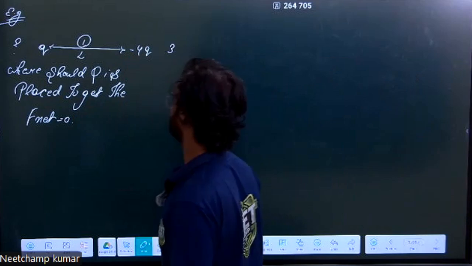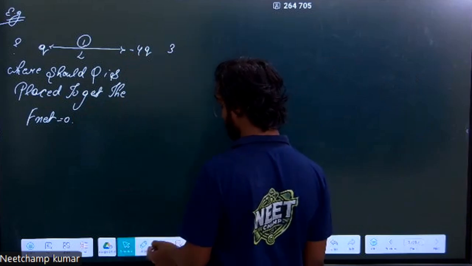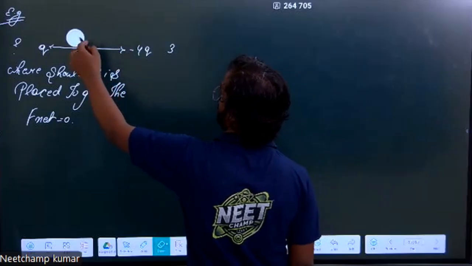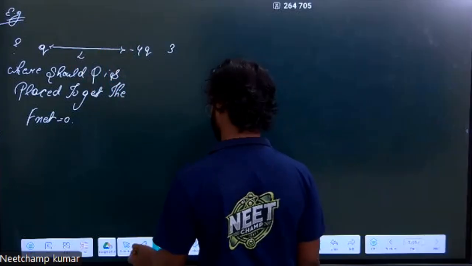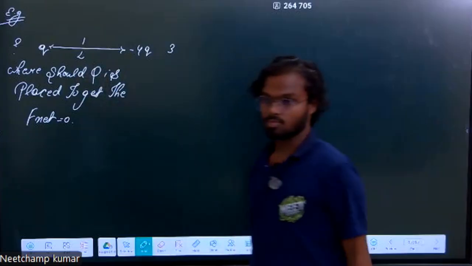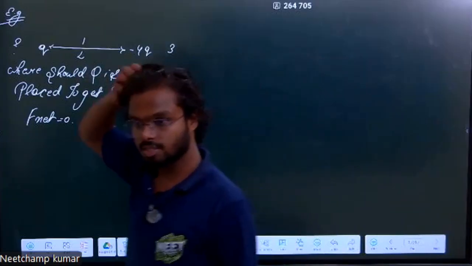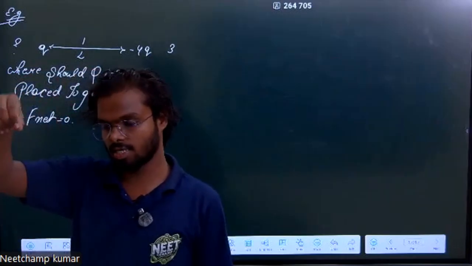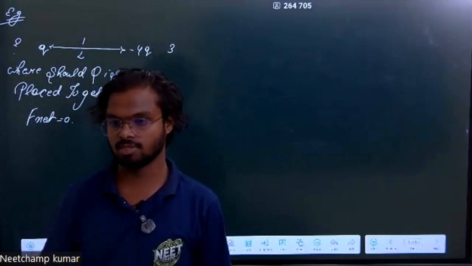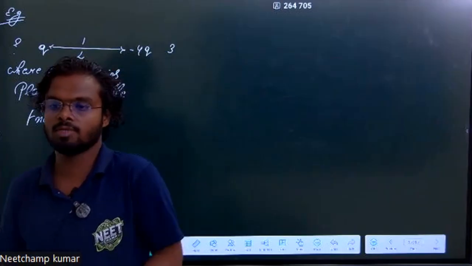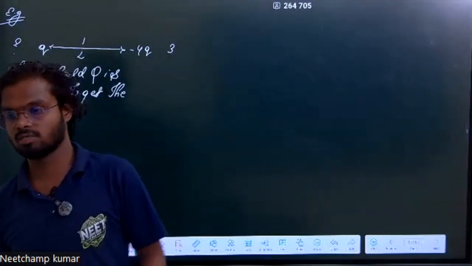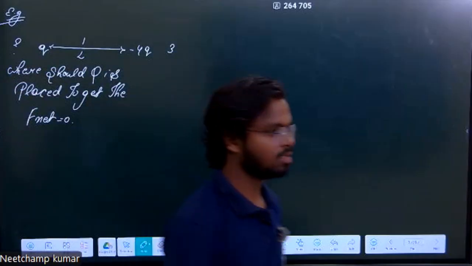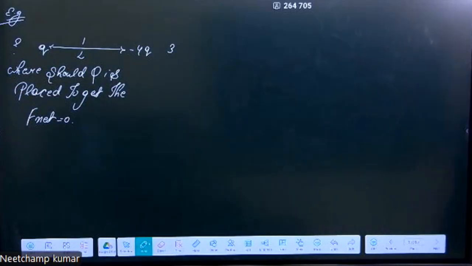Which position should the charge be placed to get the net force equal to 0? Position number 1, position number 2, position number 3. Just put the charge and test where the net force is coming 0. Obviously that will be the position. Just try to check and tell me which position.